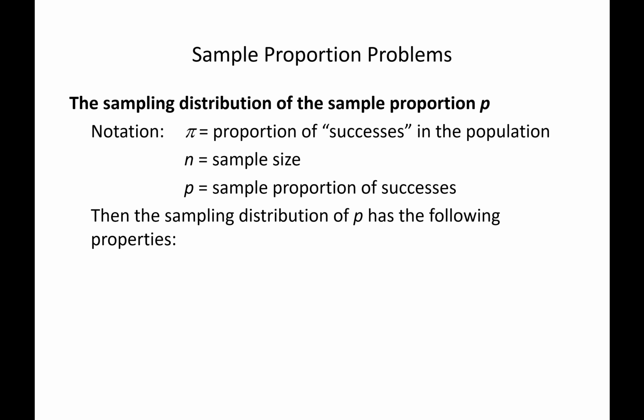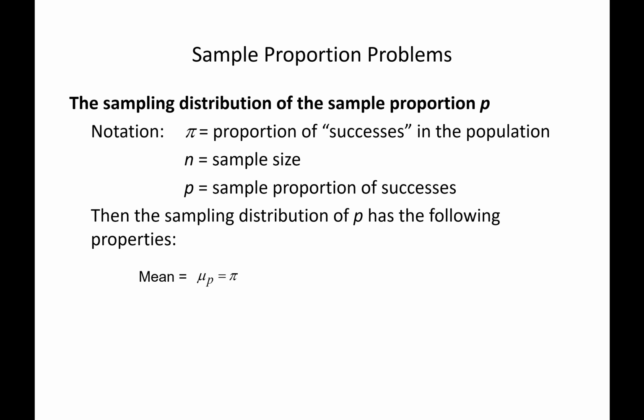So let's review the sample proportion. The sample proportion is P, the proportion of the sample where we have a success, and a success in this case is somebody voting yes that marijuana should be legalized. Pi, of course, is the population proportion, the proportion of successes in the population, and n is going to be our sample size.